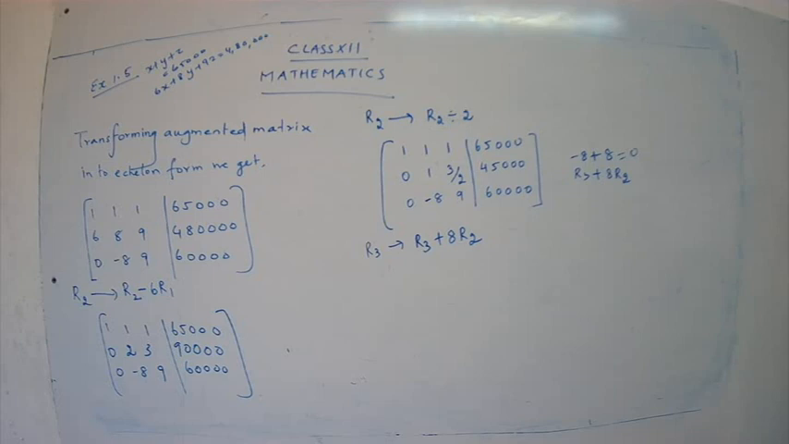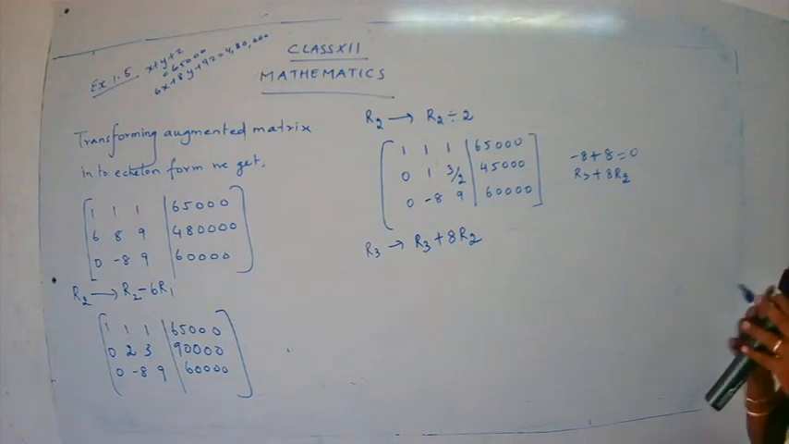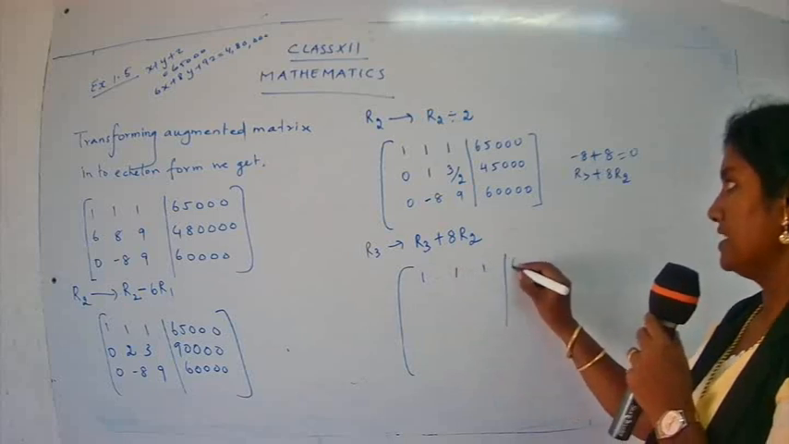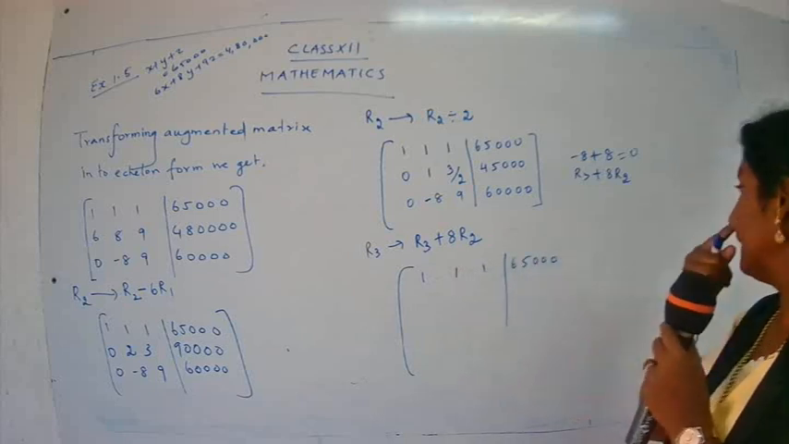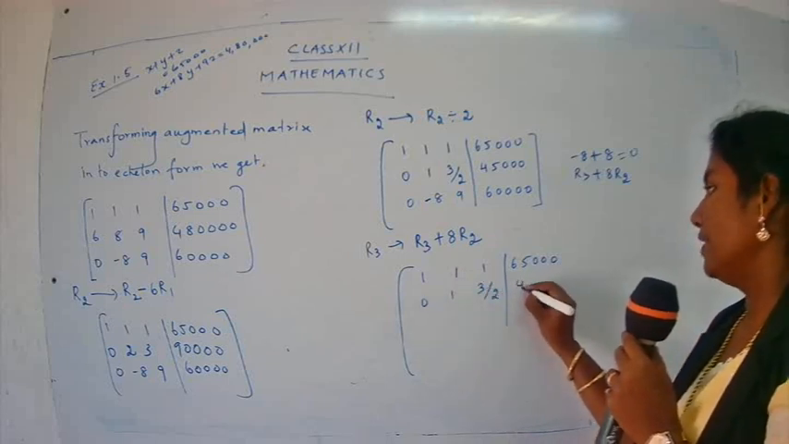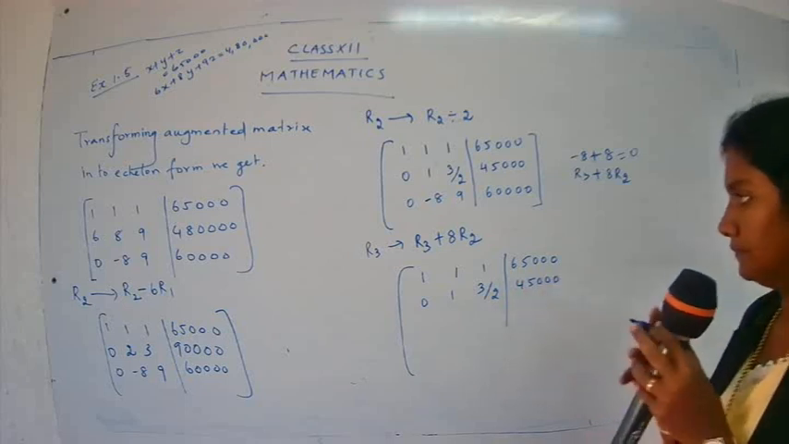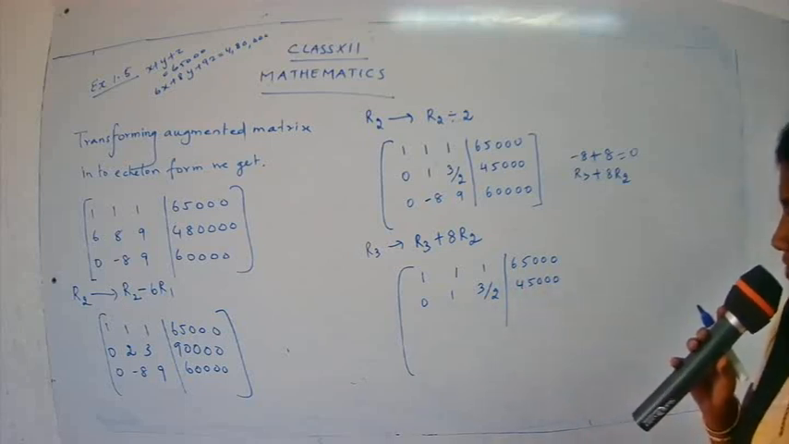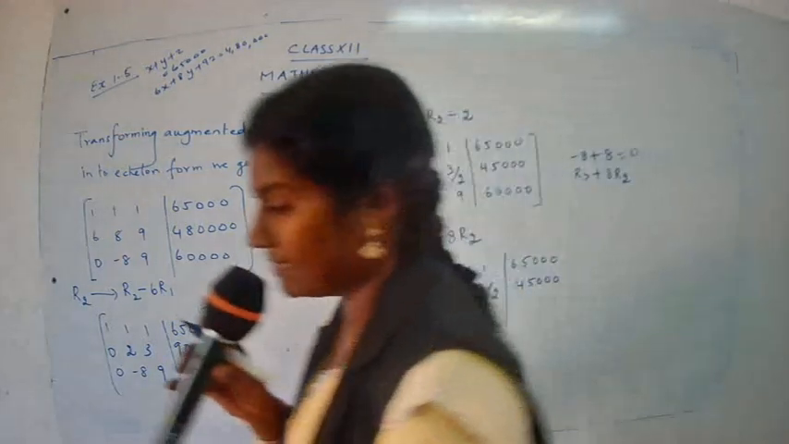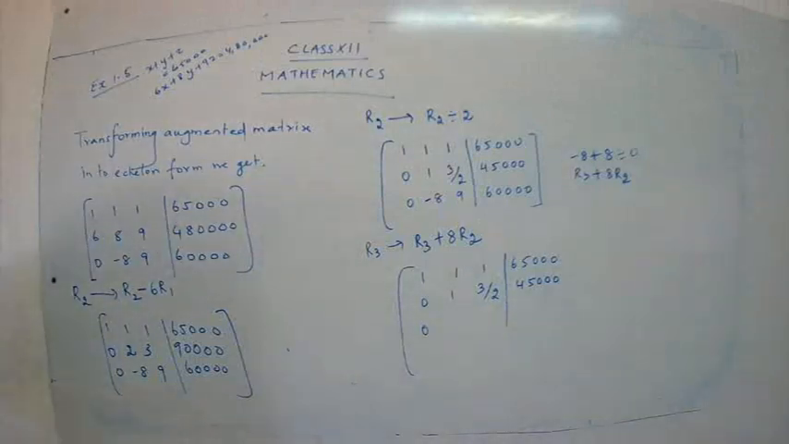So the first row and the second row are kept as they are, and you are going to change only the third row. So do the changes. 1, 1, 1, 65,000. 0, 1, 3 by 2, 45,000. Next, children, do the changes. So this becomes 0. Try for the remaining part and get the answer.